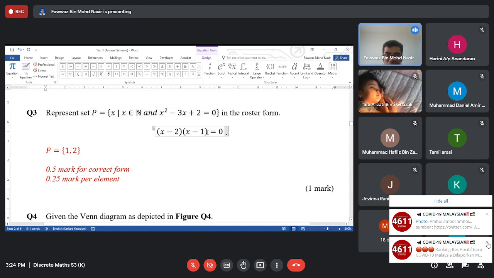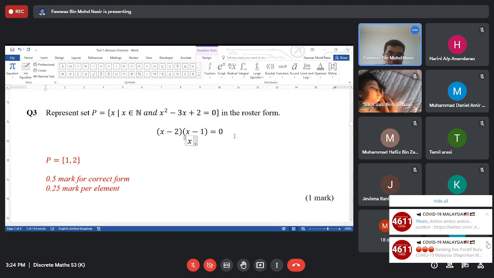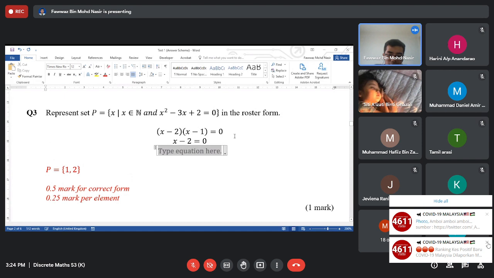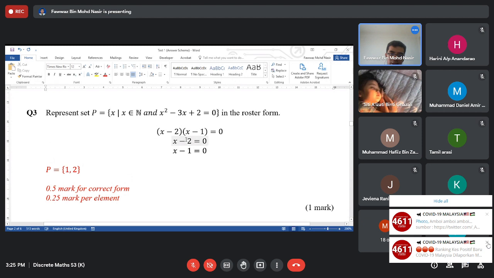So kita factorize dan kita basically apa yang kita dapat ialah x minus 2 equals to 0. Okay, and kita dapat juga x minus 1 equals to 0. So we just move the numbers into the right hand side of these two equations, so you can get the value of x. So basically what you get is elements 1 and 2, okay, for set B.